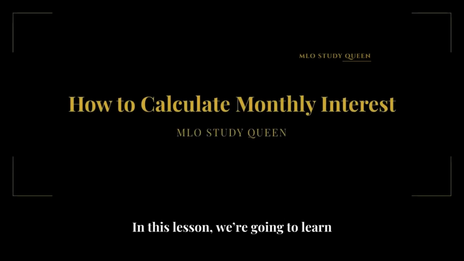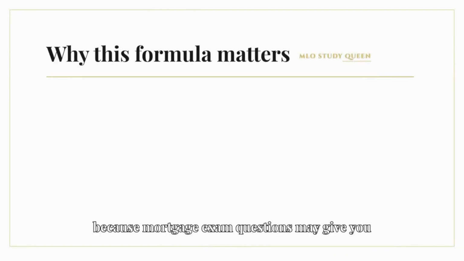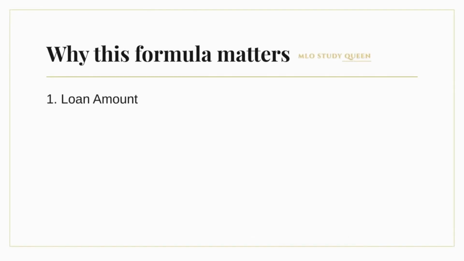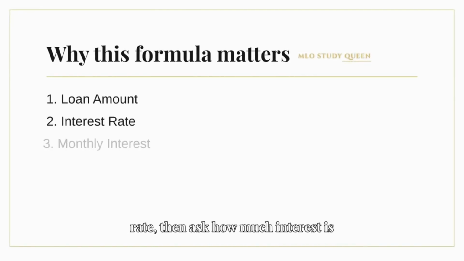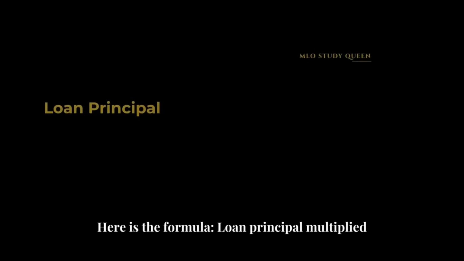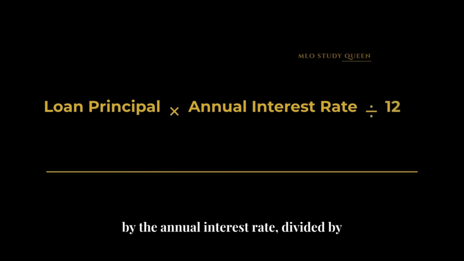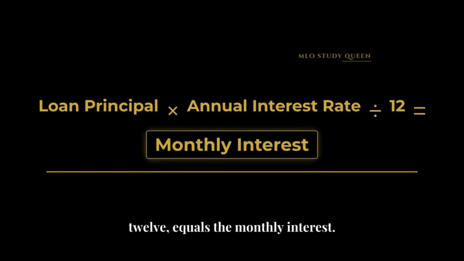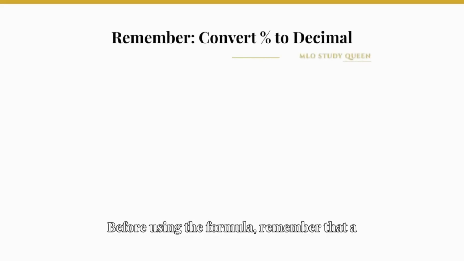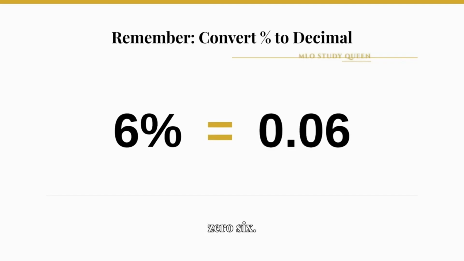In this lesson, we're going to learn how to calculate the monthly interest on a mortgage loan. This is an important formula to understand because mortgage exam questions may give you a loan amount and an annual interest rate, then ask how much interest is charged for 1 month. Here is the formula. Loan principal multiplied by the annual interest rate divided by 12 equals the monthly interest. Before using the formula, remember that a percentage must be converted into a decimal. For example, 6% becomes 0.06.